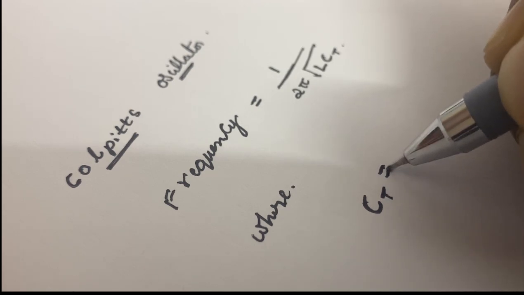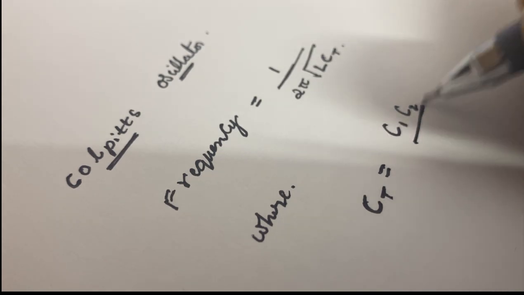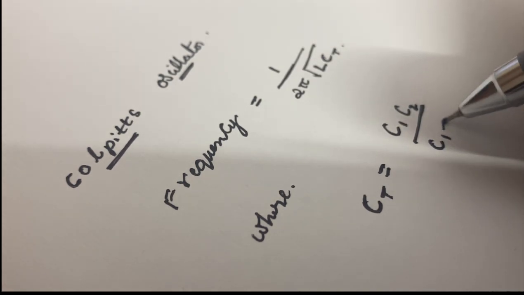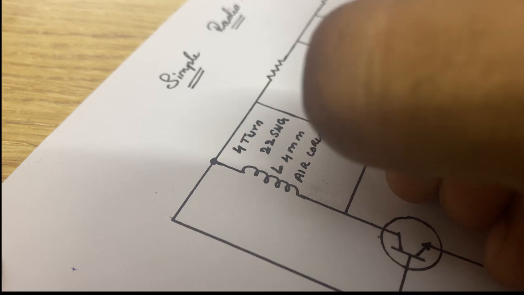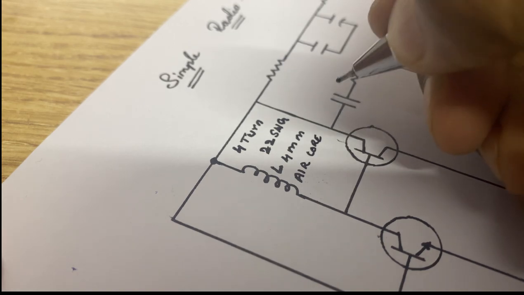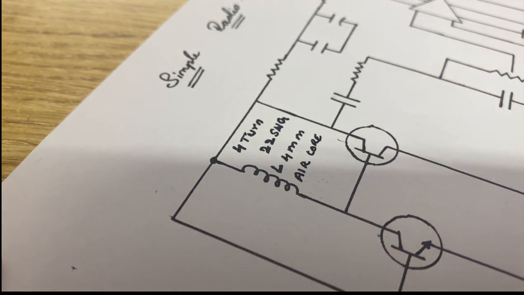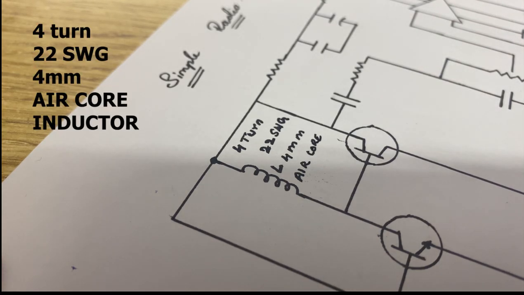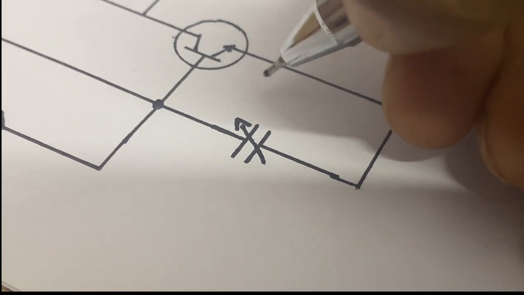When it comes to the Colpitts oscillator, the formula for frequency is given by 1 by 2 pi root L Ct, where Ct is the total capacitance that is given by C1 into C2 divided by C1 plus C2. After calculating the frequency and inductance along with the capacitance, we get inductance value as 4 turn 22 SWG 4 mm dia air core, and based on the calculations, we have a 22 picofarad trimmer, that is variable capacitor, which is suitable for BF494 transistor capacitance.